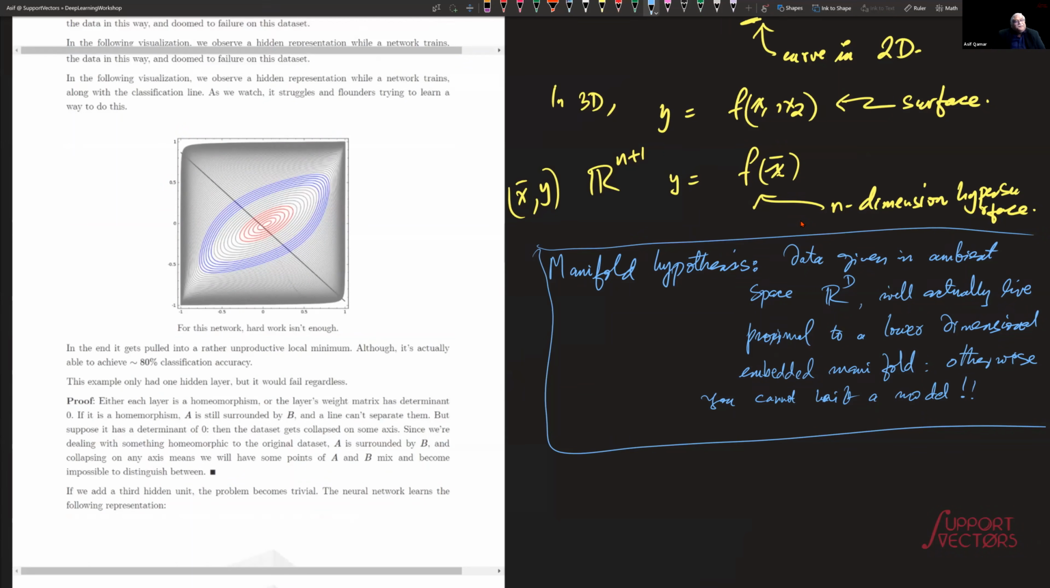So far, so good, guys. What is the word? The space RD will actually live proximal, meaning close, to a lower dimension. Just use the word close. Close to a lower dimensional embedded manifold. Otherwise, you cannot build a model. So guys, do we understand it? I hope this was by now fairly self-evident. Pradeep, are you getting it? Yes, sir. Okay, it's good. All of you are good with that, right?